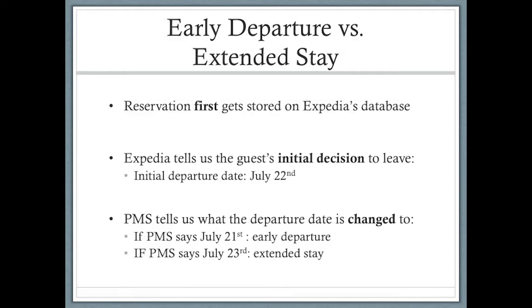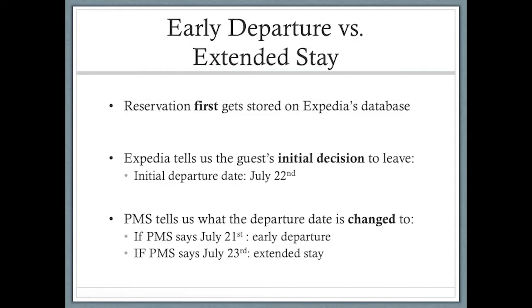Where the departure dates are being changed. But the trick is to remember our distribution channel flow, because you need to remember that the reservation first gets stored in Expedia's database. Therefore, we know that the guest's initial decision to leave is given to us through Expedia. Expedia's database will tell us when the guest first decided to check out. They'll tell us the initial departure date before any changes from the PMS have ever been made. And if you get this concept, it's so easy.